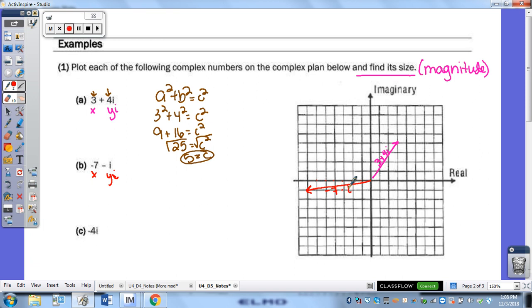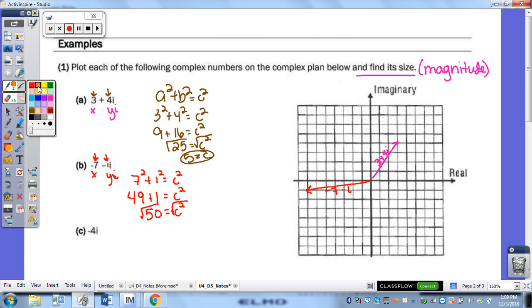So now to figure out its size, again, we're going to use these two numbers. And the number in front of this i here is a 1. So we're going to do 7 squared plus 1 squared equals c squared. You always use the positive versions of those numbers. You don't keep them negative. You change them positive always. So 49 plus 1 gives us 50. So you take the square root. The perfect square that goes into 50 is 25. So 5 radical 2 is the size of our vector for that one.